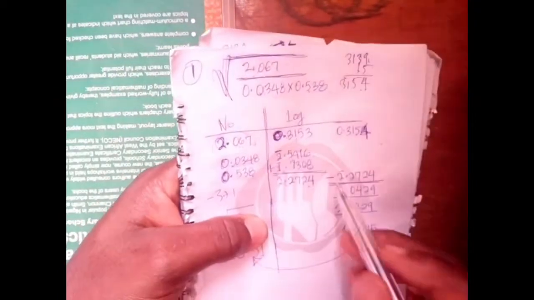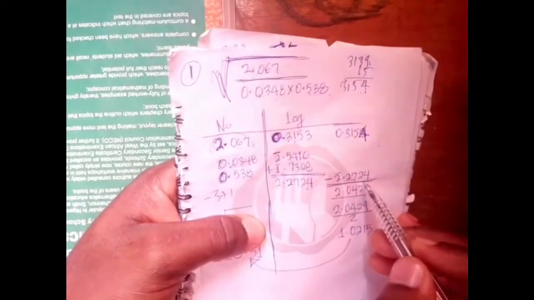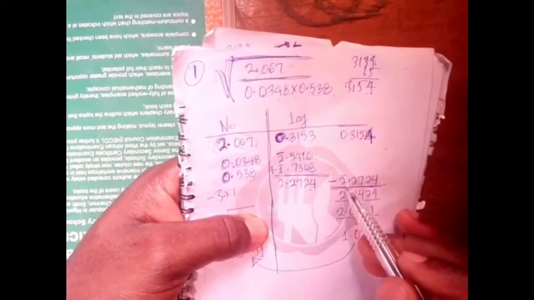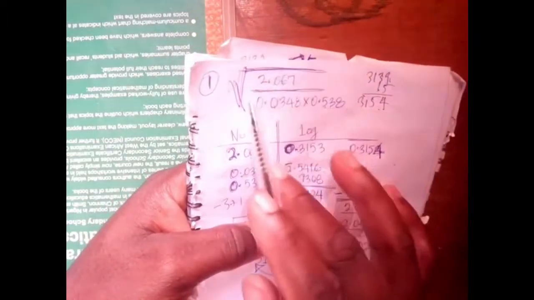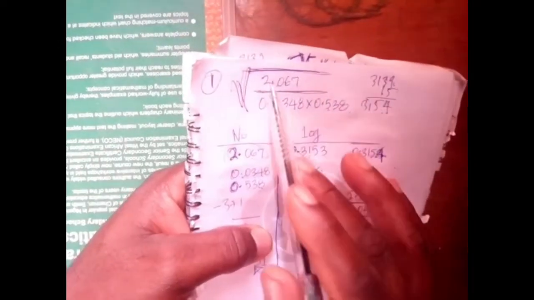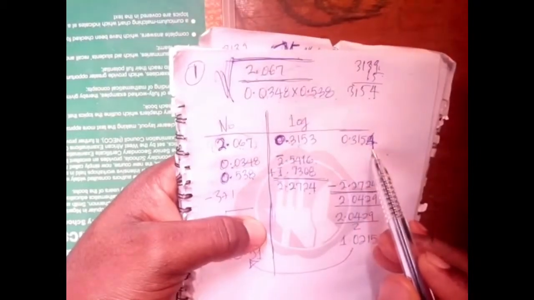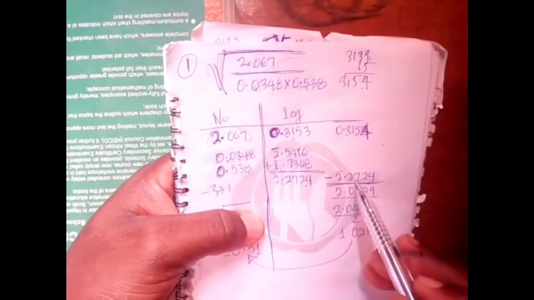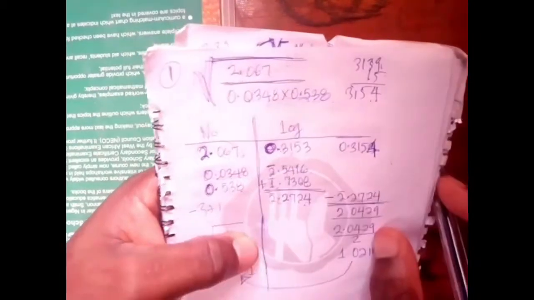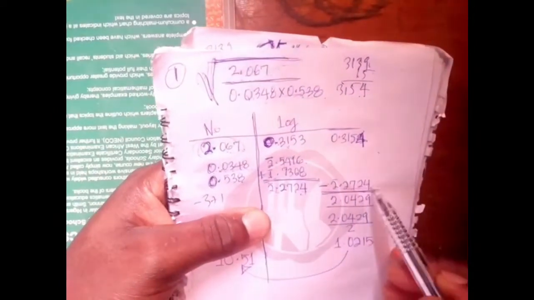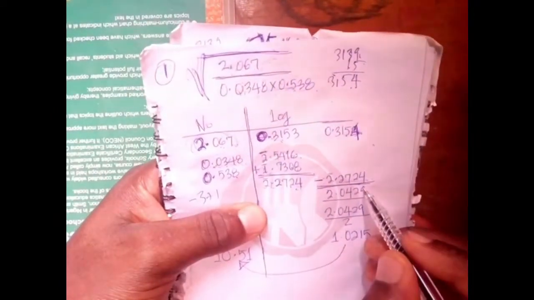So when you bring it to this side of the table, you subtract, since this divided by this is the same thing as the logarithm of this number minus this. You now have 0.3154 minus 2.2724. So that gives you 4 minus 4 will give you 0.